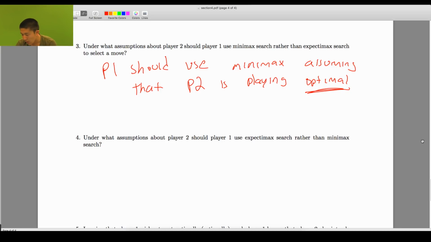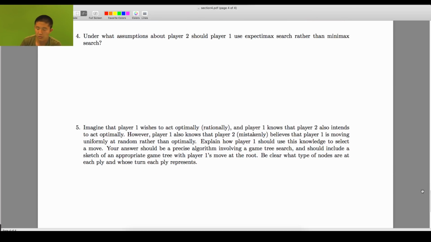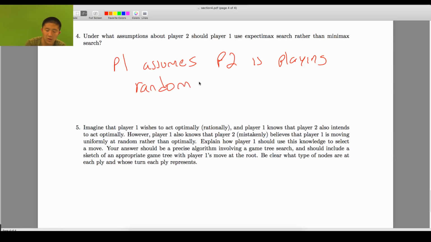Number 4 is taking a look at under what assumptions about player 2 should player 1 use expect_max search rather than minimax. So this is another assumption, that player 1 assumes that basically player 2 is playing randomly. You can think of the random ghost agent in Pac-Man. When player 1 applied minimax search, it always assumed a very pessimistic situation where the random ghost agent always took the optimal move, but in reality it sometimes didn't. So expect_max tries to optimize the expected reward rather than being very pessimistic. So player 1 assumes that player 2 is playing randomly, basically to capitalize on the fact that player 2 sometimes chooses a suboptimal move.